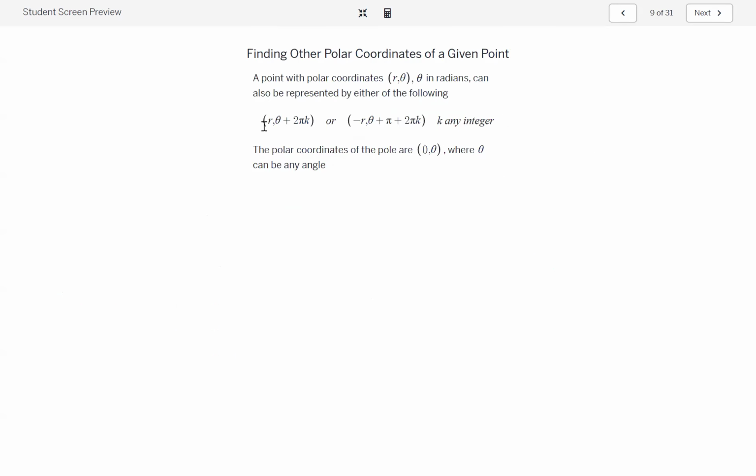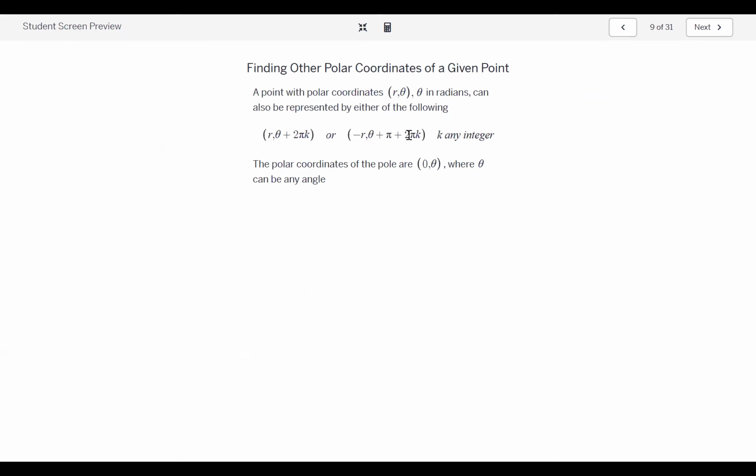So if I have a polar point r comma theta, I can add or subtract 2 pi k to the theta, and those are going to get me to the same location. Or if I change the sign of the radius, then I add pi to my angle, and then I can go with any coterminal angle from there. So this is like a formula for converting between equivalent polar points. But once you get used to thinking in polar, you can also just draw a picture and reason through on the picture what you would have to do to get an equivalent point.